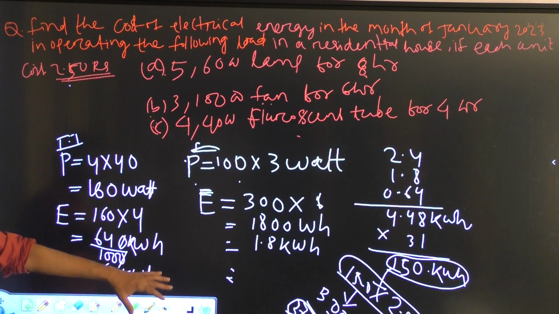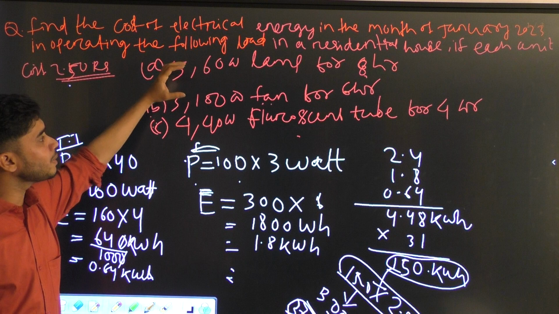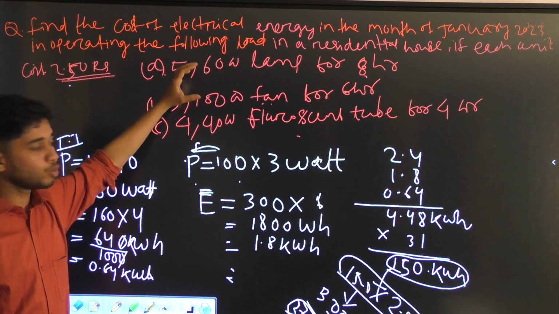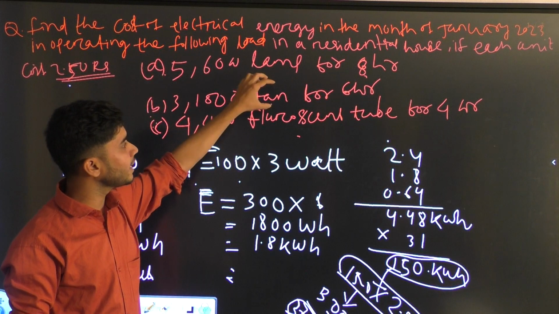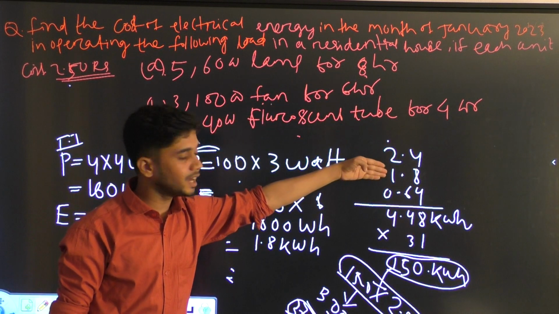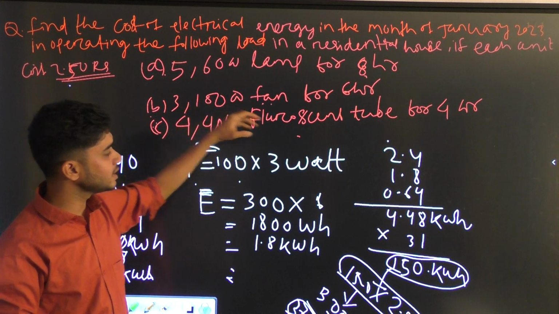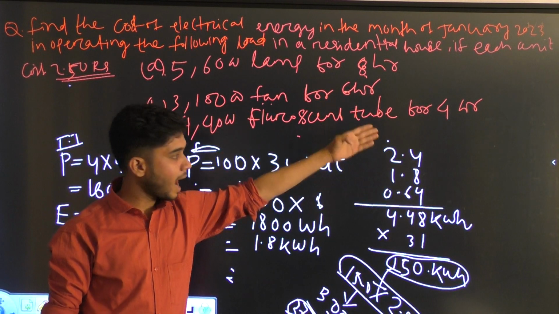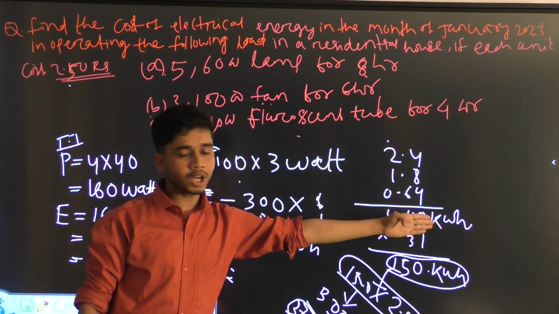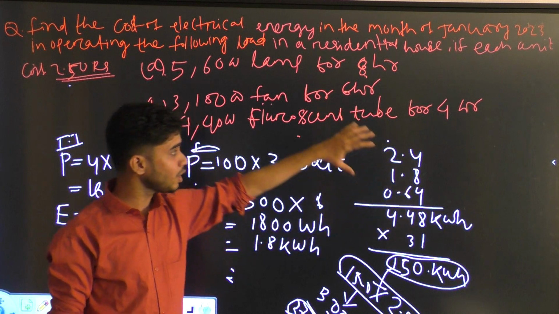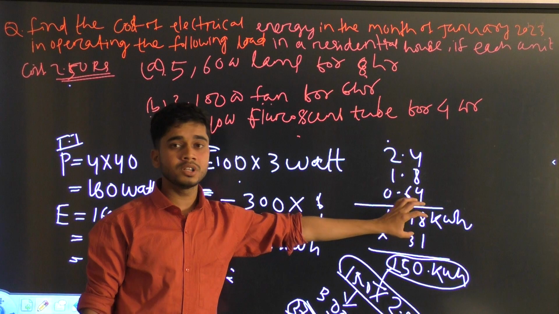Okay, very easy calculation. First, what you have to do, calculate the total energy consumed by the lamp load. This is 2.4 kilowatt hour. Next calculate the total energy consumed by the fan load, that is 1.8 kilowatt hour, and finally calculate for the fluorescent tube, and this is 0.64 kilowatt hour. Add all this energy, then it is 4.48 kilowatt hour. This is the amount of energy consumed by all this load in one day.